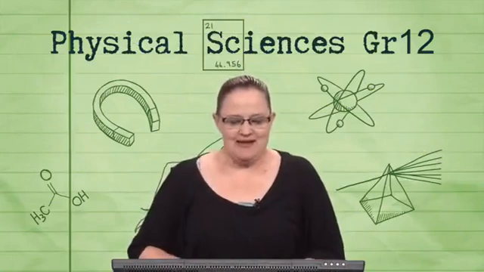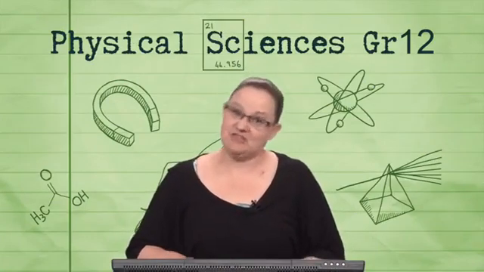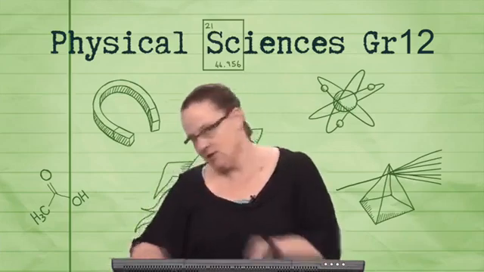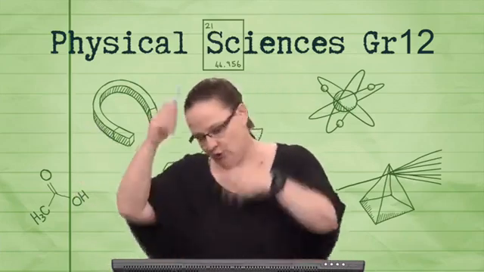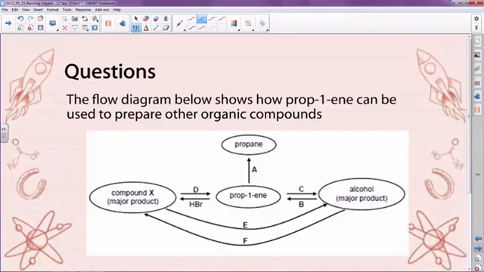Okay, grade 12s. Now we have another flow diagram question. This time I'm going to help you a little bit before I leap you into the questions. The flow diagram shows how prop-1-ene can be used to prepare other organic compounds. So we start with prop-1-ene and we make propane. The only way I can go to propane is from an alkene to an alkane. That means this is an addition reaction, and I've added hydrogen.